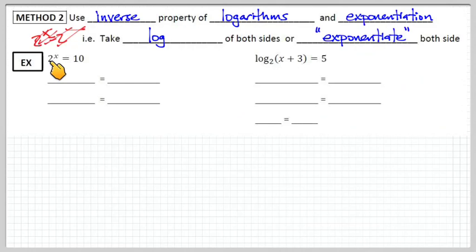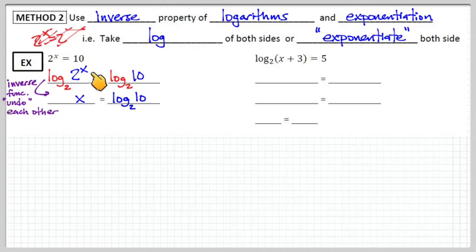In this case, we have 2 to the x. We want to do the opposite of exponentiation, which is taking the log. We're going to choose log base 2 because this is already base 2. So log base 2 of both sides, and now these undo each other, so we get just x here. x is equal to log base 2 of 10.